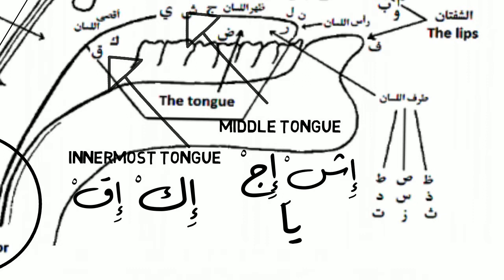Ij, ij, ij. Again, you feel like your tongue is the one exerting all the force, all the pressure. The other one was the throat. Here it's all the tongue that's doing all the job.